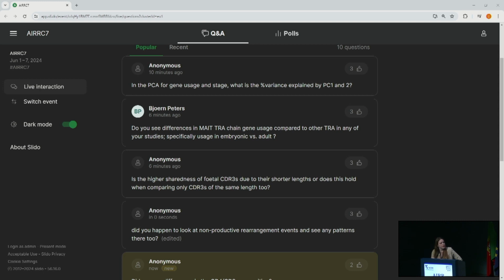But I would suspect that, yes, some of the increased sharing is due to the fact that there are shorter lengths. Okay. Did you happen to look at non-productive rearrangement events and see any patterns there also?